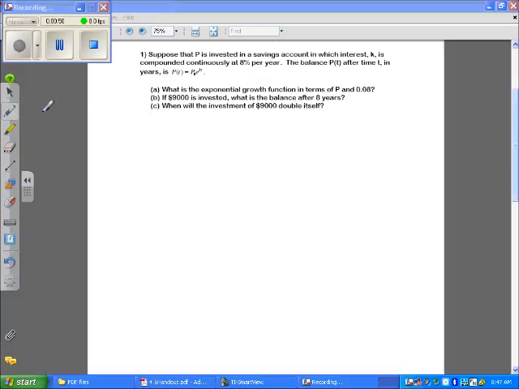Our problem says, suppose that P is invested into a savings account. I'm just going to underline it. With an interest rate K continuously at 8% per year. So that's my K right there. Okay, so if I look at this formula to answer A, what I'm going to do is replace K with 0.08.